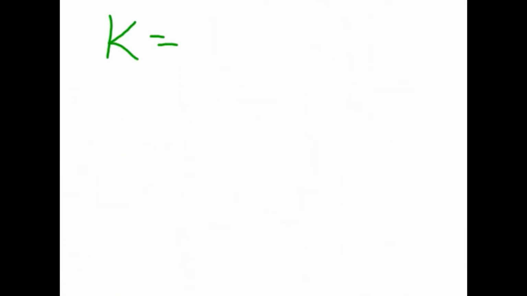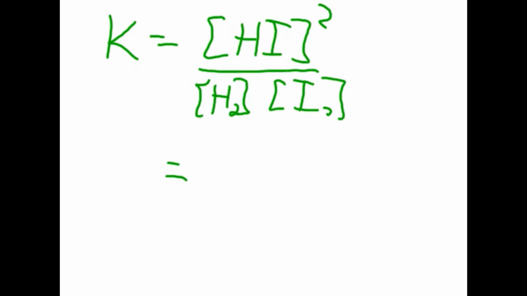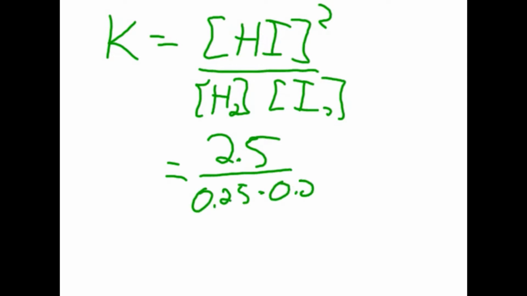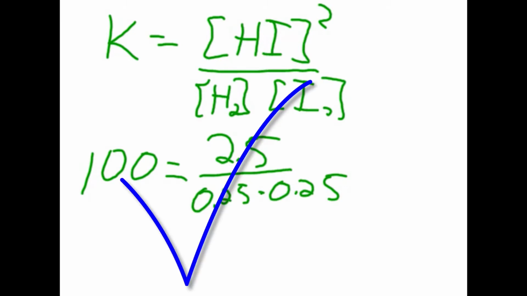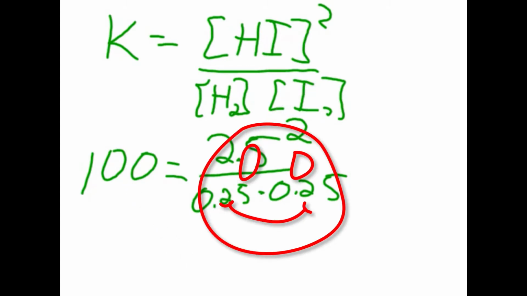We had that K is equal to HI squared over H2 and I2. And just to double check yourself, let's plug in what you got. K is equal to 2.5 over 0.25 times 0.25. And remember what we got for a value of K. K was 100, right? That's what was given to us in the problem. Well, is that right? Sorry, that should be 2.5 squared. Is that right? Well, of course it is. That's right. So we did it the right way.